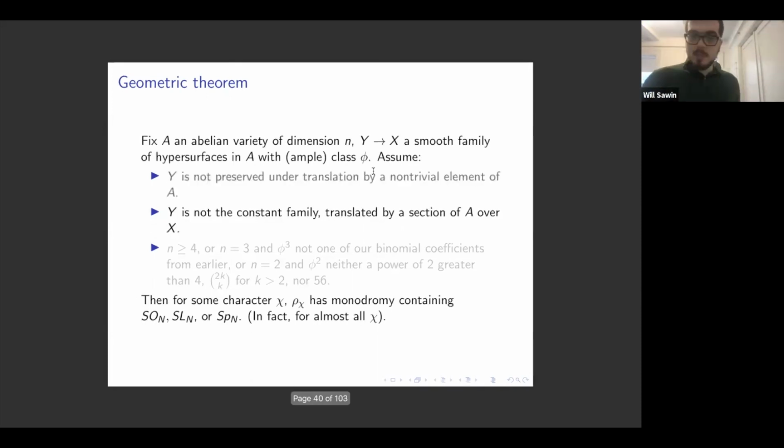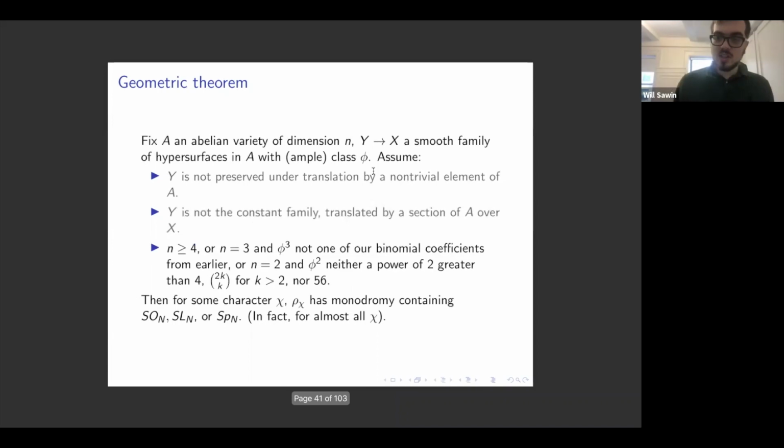The second assumption is that Y is not the constant family, and you're also not allowed to take the constant family and translate it according to some non-constant map from X to A and say now it's a non-constant family. Neither of those is allowed. This is, again, certainly necessary, because in the constant family case, the monodromy would be trivial. And in the translation of the constant family case, the monodromy would be finite and contained in the scalars. So in either case, we would not have big monodromy.